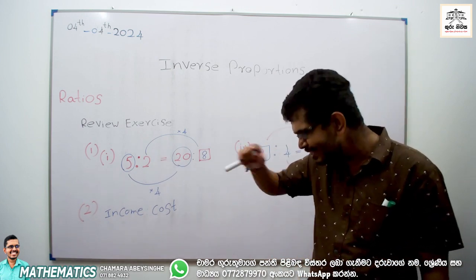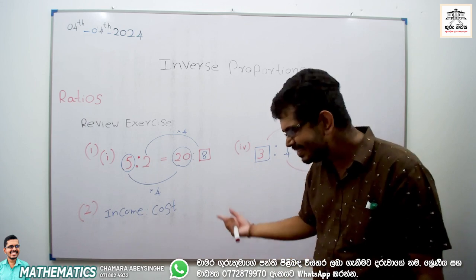So first we should write the income then the cost.